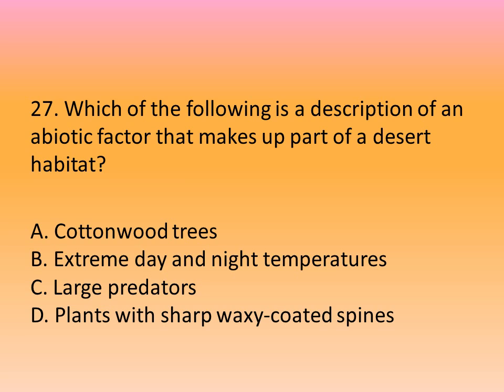Number 27. Which of the following is a description of an abiotic factor that makes up part of a desert habitat? A. Cottonwood trees. B. Extreme day and night temperatures. C. Large predators. D. Plants with sharp, waxy coated spines.